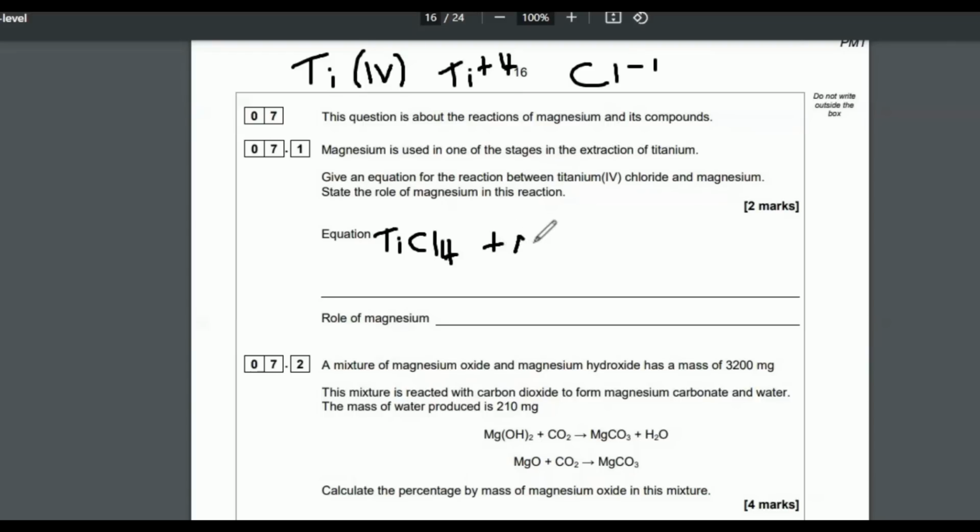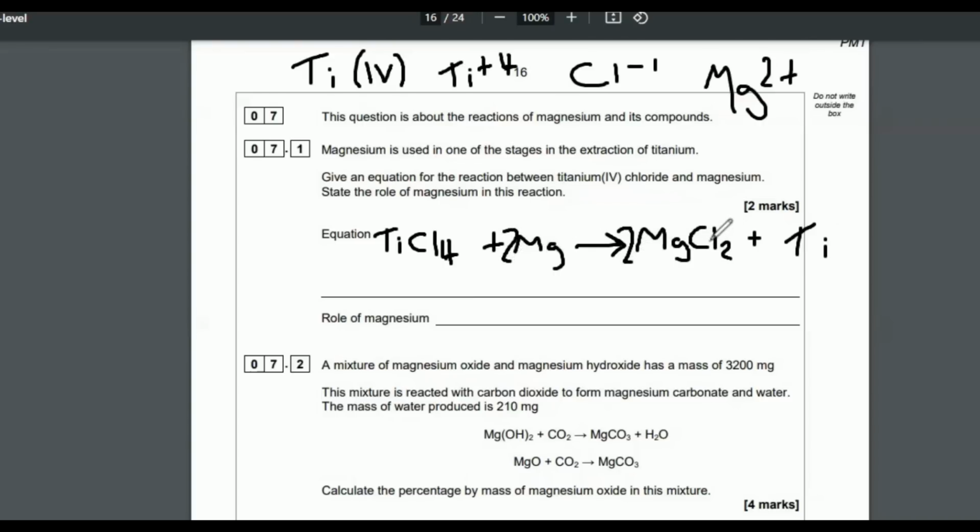We're told that magnesium is used in the extraction, so we want to go plus Mg, draw an arrow, and now the magnesium is going to become magnesium chloride. It's in group 2, so it joins with 2 chloride ions because, of course, magnesium's in group 2, has a +2 charge. So that should be fairly obvious. And then we're going to have titanium on its own. Now we just need to balance it. So let's put a 2 here because that gives us 2 magnesiums, but more importantly, it gives us the 4 chloride ions from over there. So there we go. Now I haven't bothered putting state symbols in.